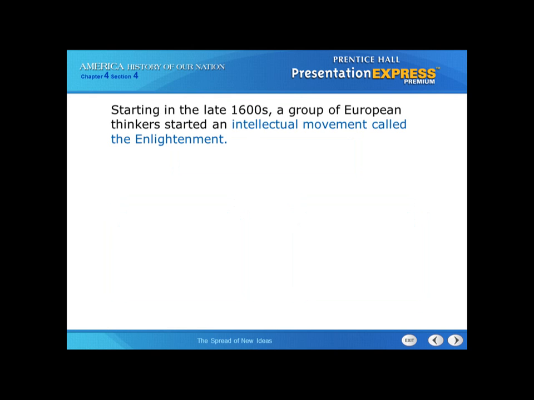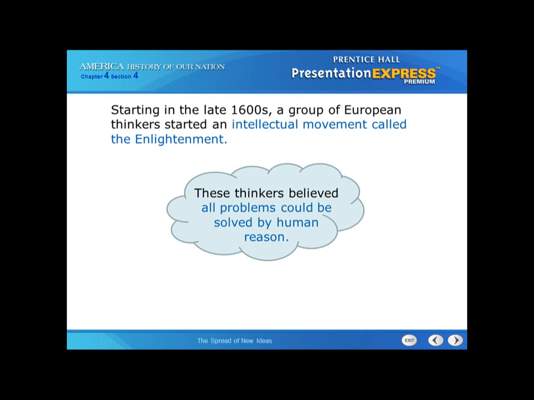Switching over to the Enlightenment, a group of European thinkers started an intellectual movement called the Enlightenment. They thought that you can solve problems by human reason. So this is different than the Awakening, which was drawing people back to religion and God, whereas the Enlightenment was the age of reason. It was more of using your mind.